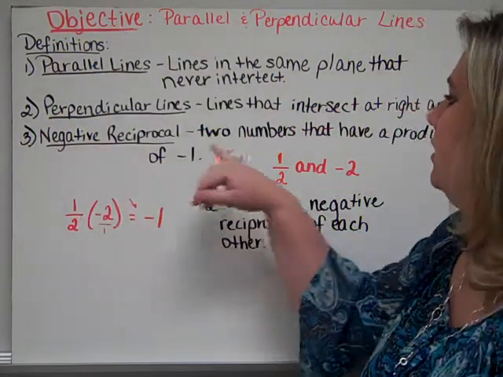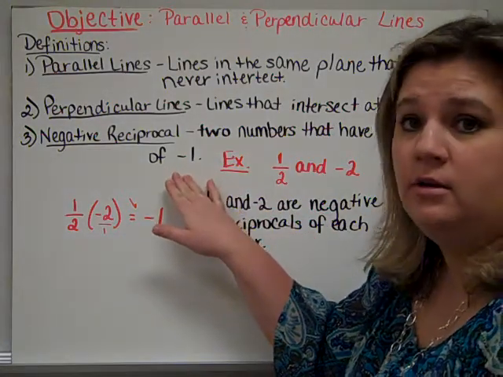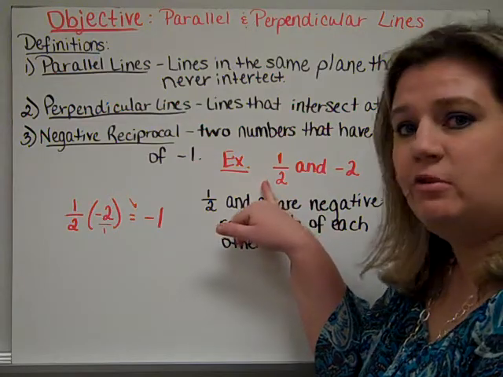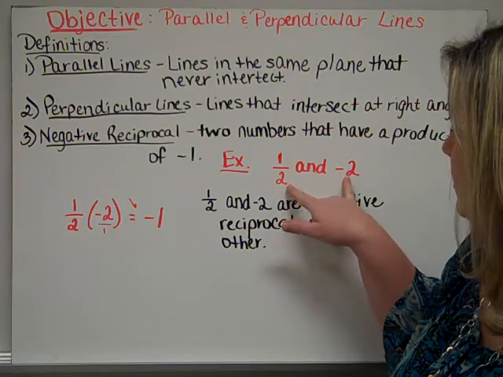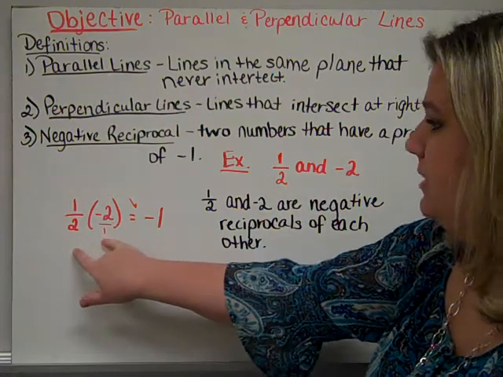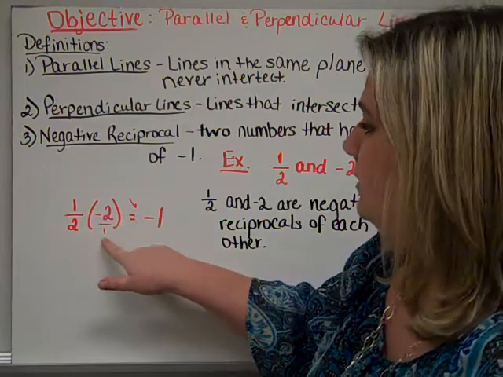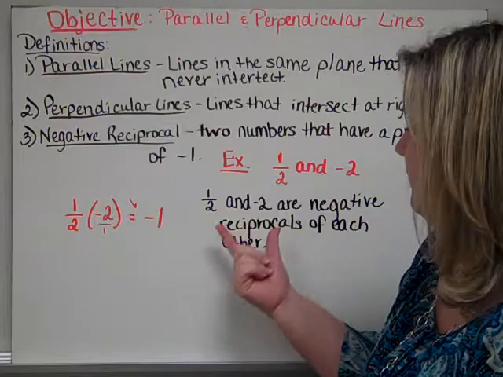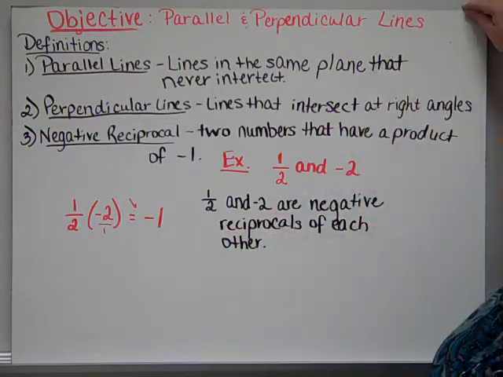Negative reciprocal: two numbers that have a product of -1. An example would be 1/2, and the negative reciprocal of that would be -2. If you multiply them together, since it says product, 1/2 times -2 is -1. So we definitely know that those two are negative reciprocals of each other.